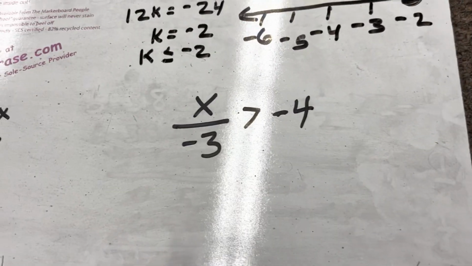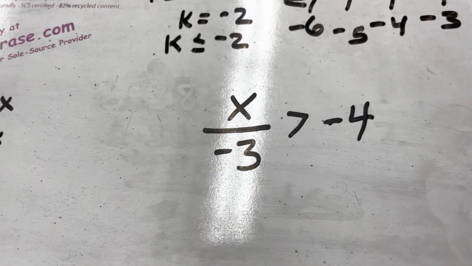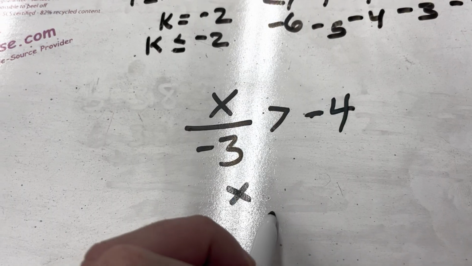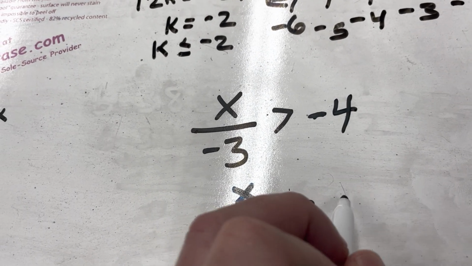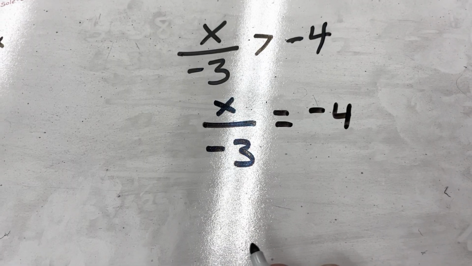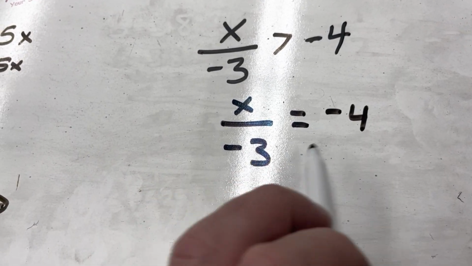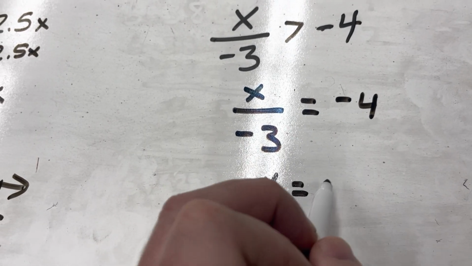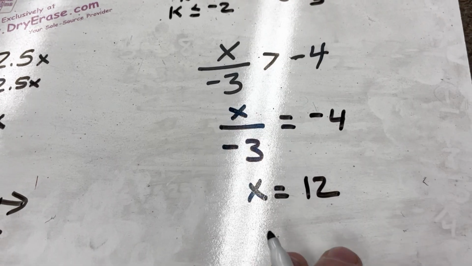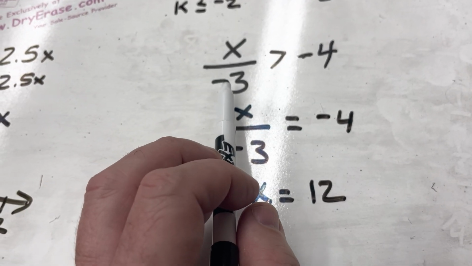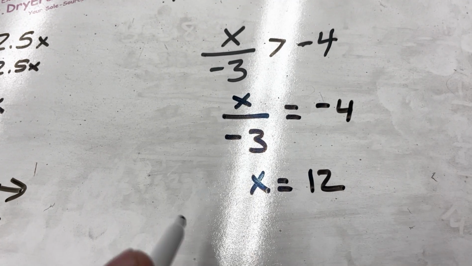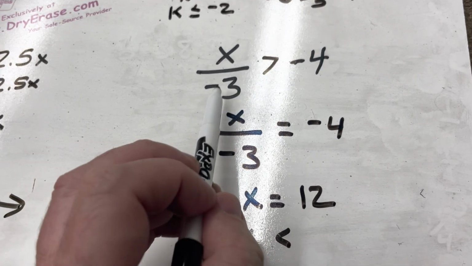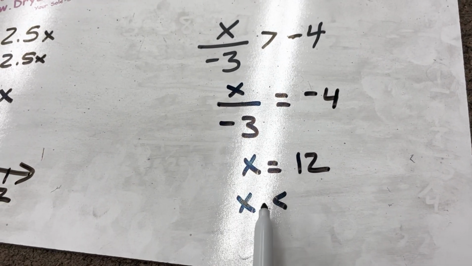All right? Last one. X over -3 is greater than -4. So we're going to think of this as x over -3 is equal to -4. Which means I'm going to multiply everything by -3. -3 times -4 tells me that x equals a positive 12. Now, since there's a negative over here with the variable, I have to flip the inequality, which means this needs to read as x is less than. The negative is over here with the variable, so I have to flip the inequality.